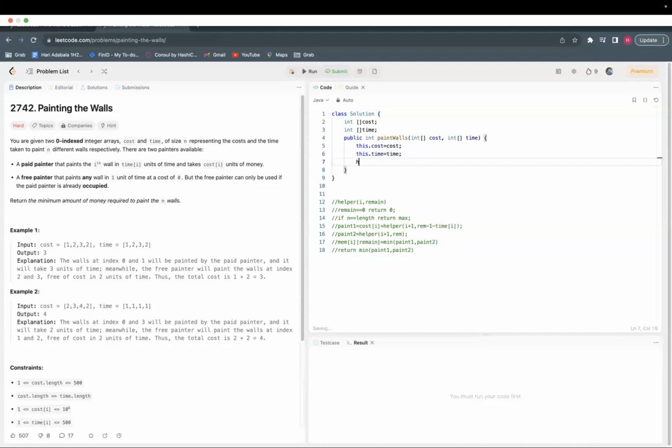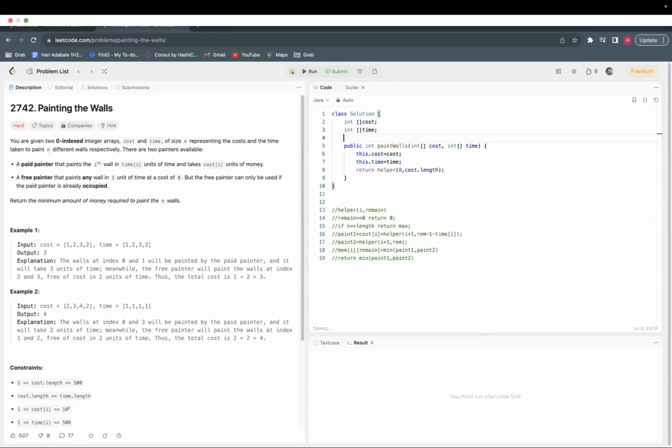And then we will call the helper function with 0 comma cost dot length. So 0 being the total cost that we have achieved so far, and these many walls we have to fill. So let me just return this, and let us also initialize a memoization array.